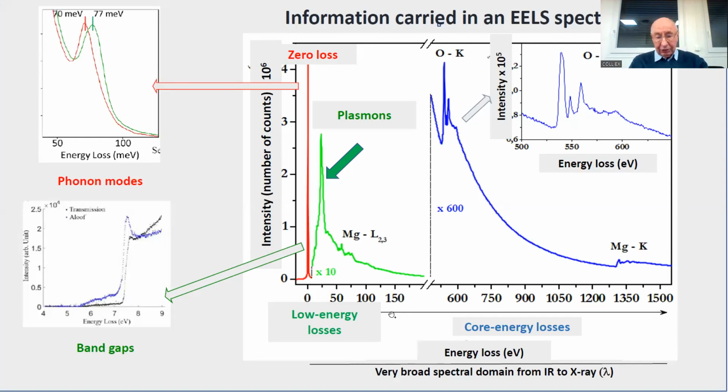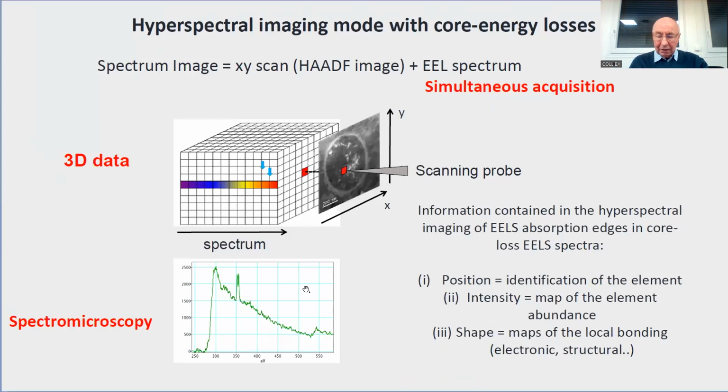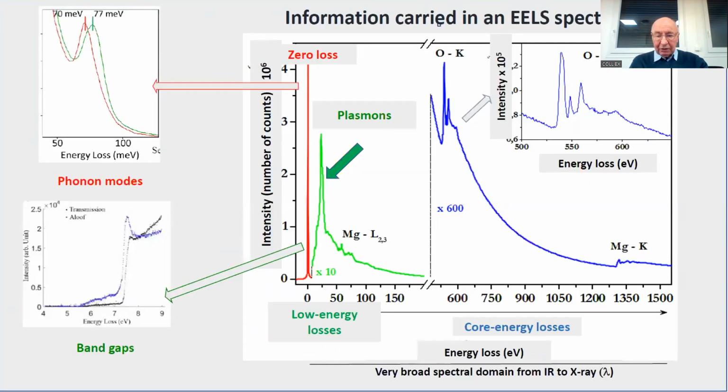And what is important is that this spectrum covers an energy domain going from 0 to thousands of eV. So this is a very broad spectral domain. This is about the only spectroscopy which covers a domain going in the light from infrared, deep infrared, to high X-ray domain. Okay, and you can record them at once, for one position.